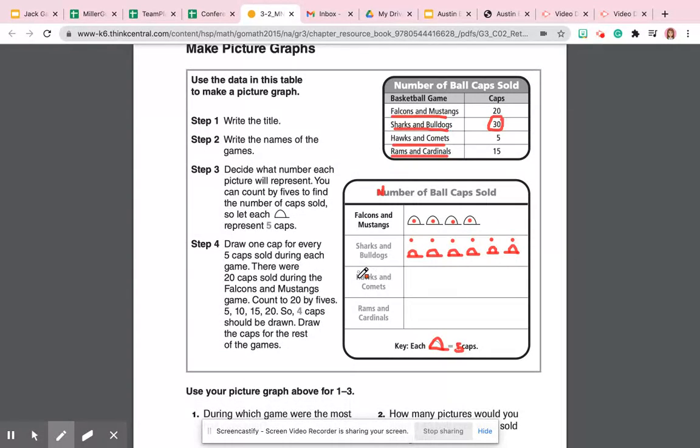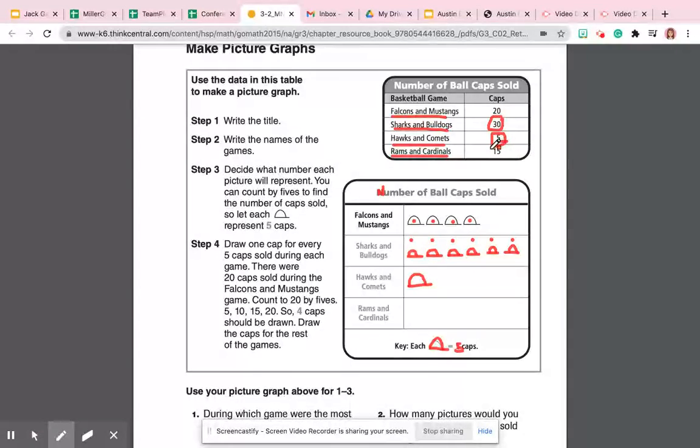All right. Now let's look at the Hawks and the Comets. I see the magic number 5 here. If we know that each cap represents 5 caps, and we only need to get to the number 5, that tells me that I'm just going to draw 1 cap, right? Because that represents, let's count by 5s, 5. Good.